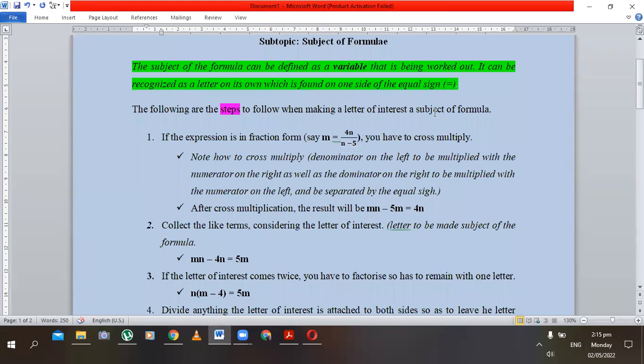So now, how do you get to know that indeed this letter has been made the subject of the formula? You can recognize it by having the letter on the left-hand side, or maybe on the right-hand side, separated by an equal sign. How you get to tell that my letter has been made subject of the formula is by looking at how the letter is being positioned. I'll come and explain on this later.